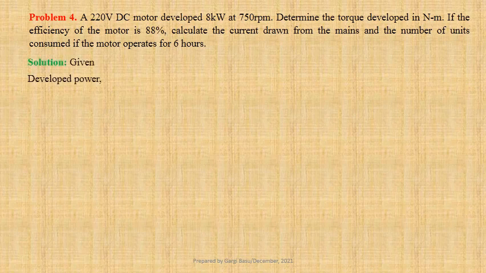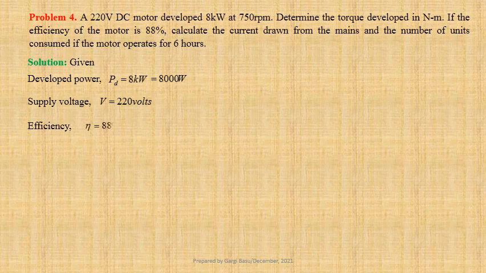Developed power PD equals 8 kilowatts, that is equal to 8000 watts. Supply voltage V equals 220 volts. Efficiency of the motor eta equals 88%, that is equal to 0.88. Speed of the motor N equals 750 revolutions per minute. Operating time T equals 6 hours.